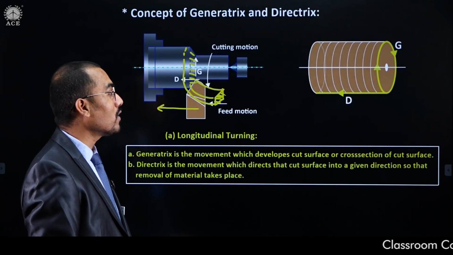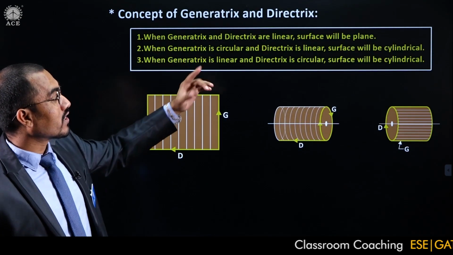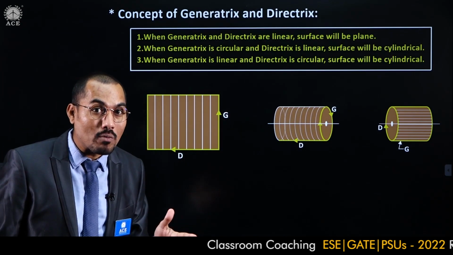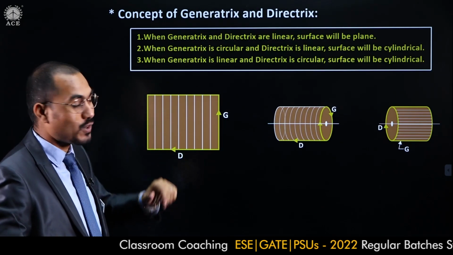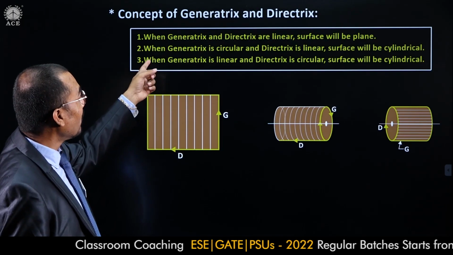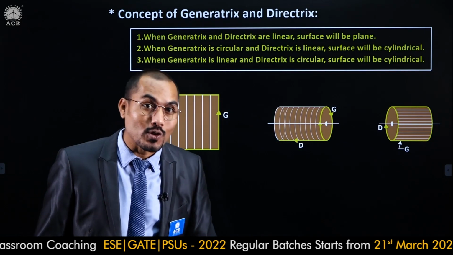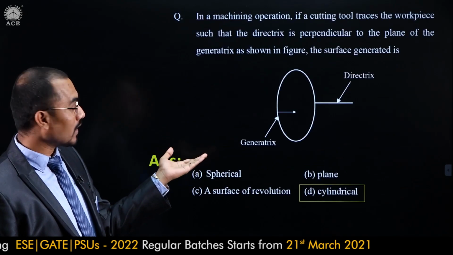And one more example, I told you already, right? When the generatrix is linear and the directrix is linear, for example shaping and planing, what will generate and what will be manufactured? Plane surface is going to be manufactured. Second example, when the generatrix is circular and the directrix is linear, a cylindrical surface is going to get manufactured, and so on. That is the basic concept that we discussed, that was asked.